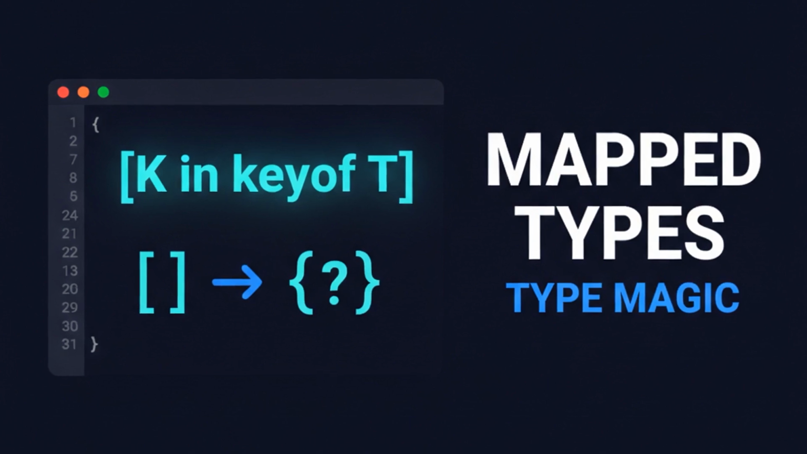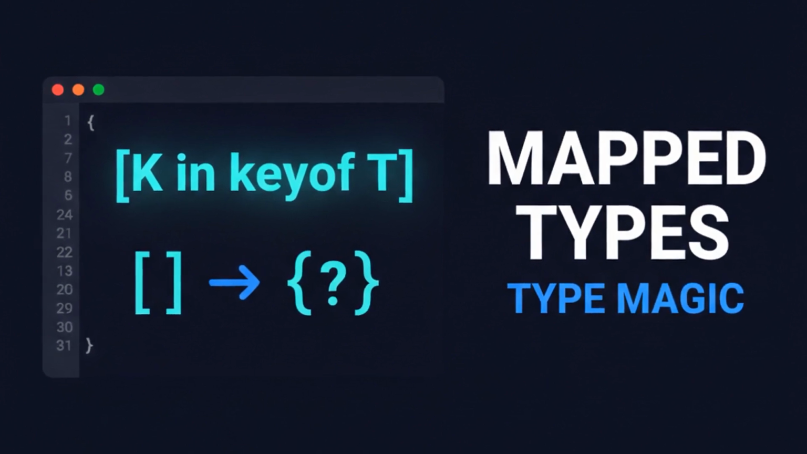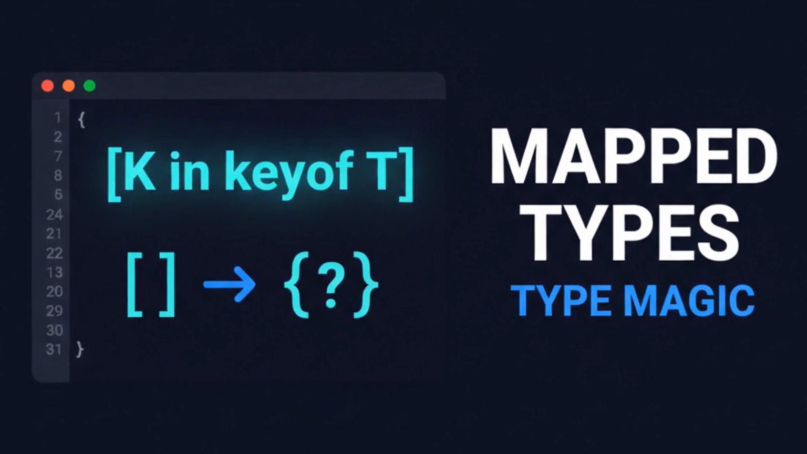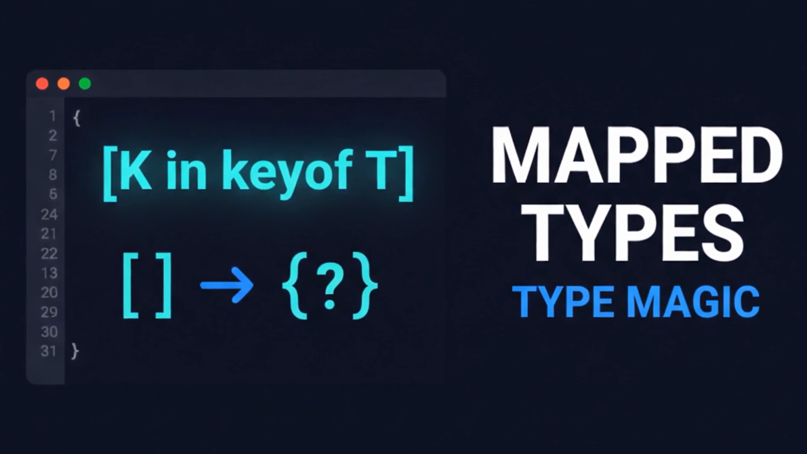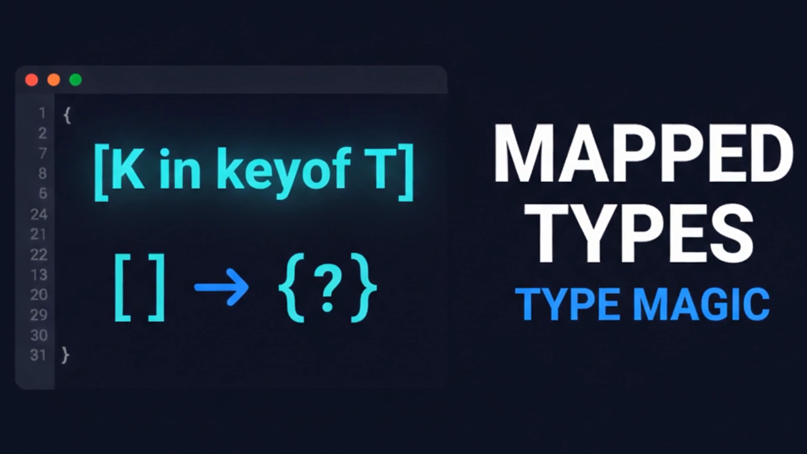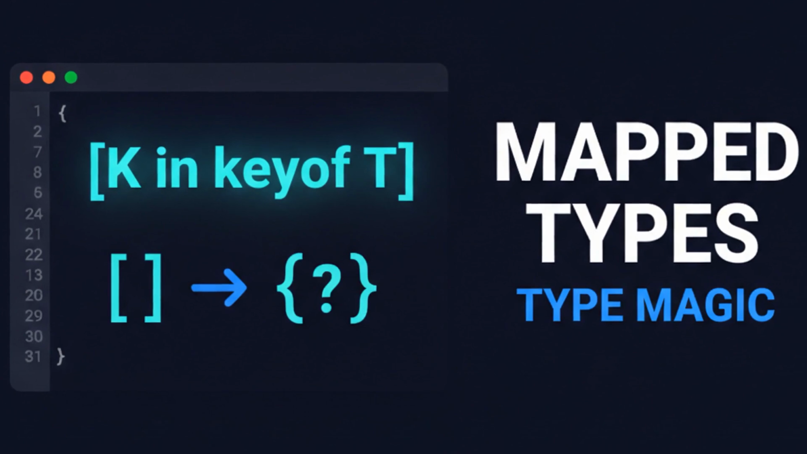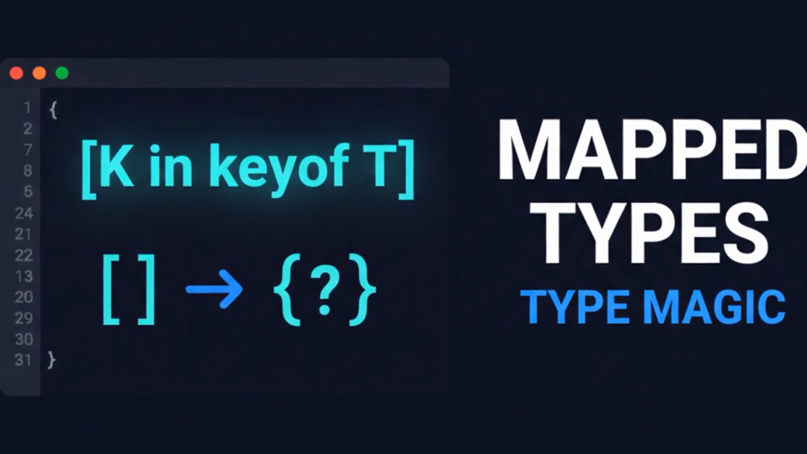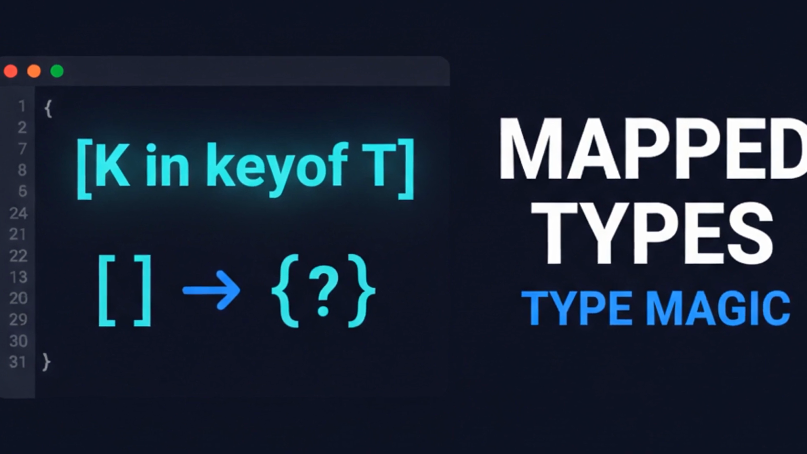What if I told you that copy-pasting an interface to make all its fields optional is a bug waiting to happen? Every time you add a field to the original, you have to remember to update the copy. Forget once, and your types silently drift apart. TypeScript has a feature that solves this completely.